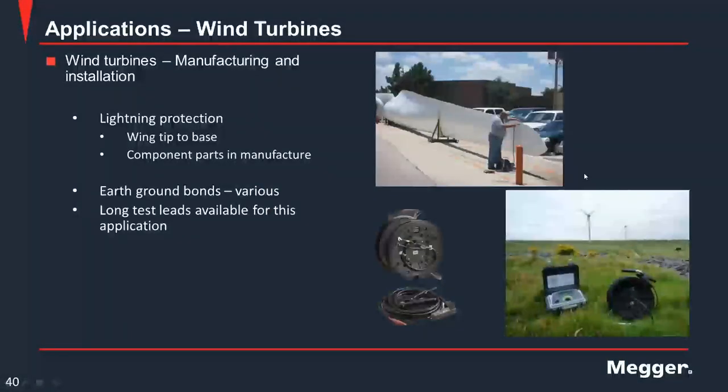The other application is in wind turbines. For wind turbines, we need to test the lightning protection between the wingtip and the base, and other components in the manufacturer also need to be tested, because they also need low resistance measurement. Ground bond also needs to be measured with low resistance measurement. For this application, we need long test leads, so long test leads are available for this application.